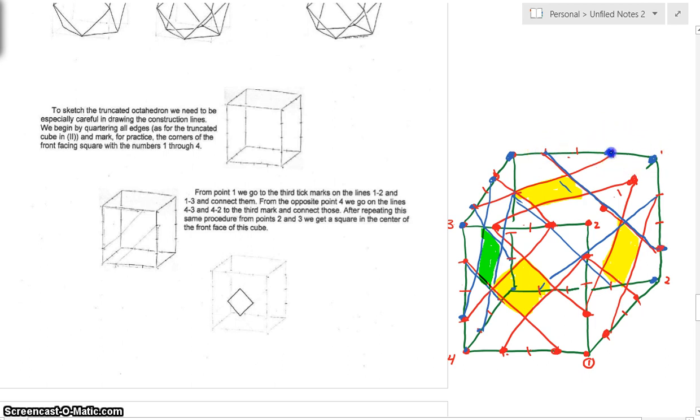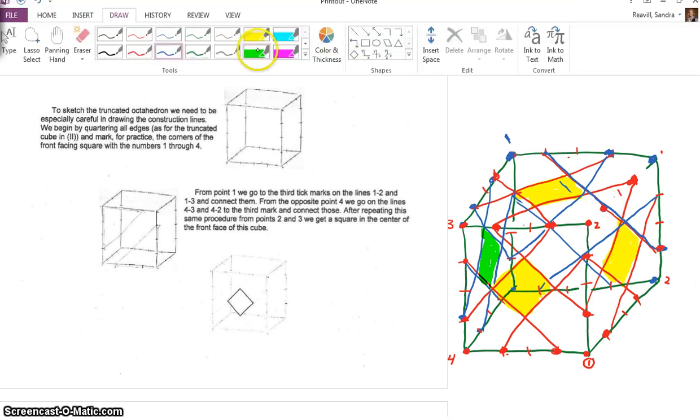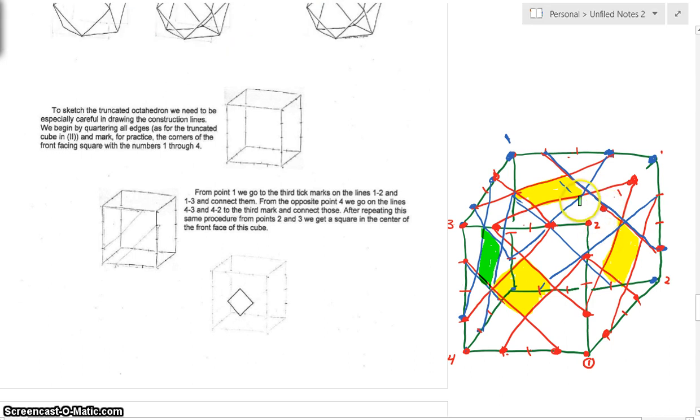So now I'm moving from this vertex and I have to find the floating face in the back, and there it is. Can you see it? Now this will be easier to do on paper because you'll be able to remove your construction lines. I'm not sure how easy it's going to be to remove with a stylus, but I'm going to try it.